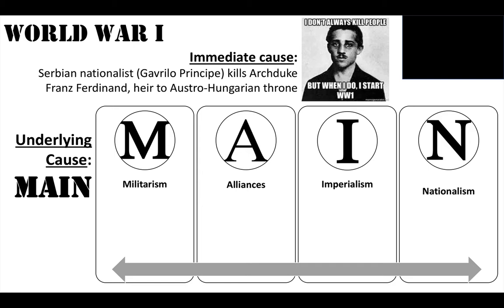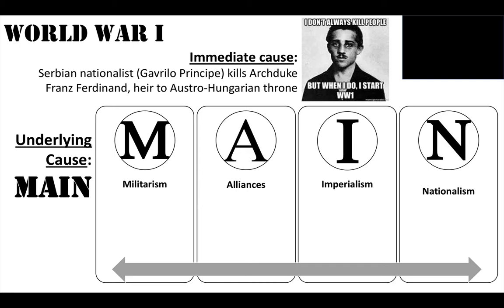However, that was just one death. Really, the bigger cause of World War One, and really where our focus is, are the underlying causes. And you can remember those underlying causes by the mnemonic MAIN. And you should know MAIN anyway, because remember, the sinking of the USS Maine is one of the causes of the Spanish-American War. And now, when you think of MAIN, it is also the underlying causes for World War One. And what does MAIN stand for? MAIN stands for M, militarism, A, alliances, I, imperialism, and N, nationalism.